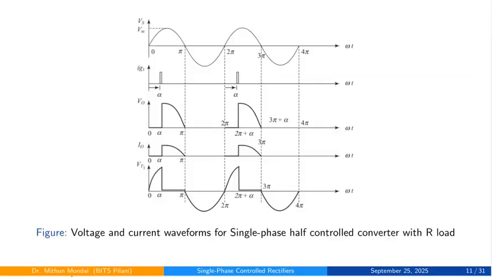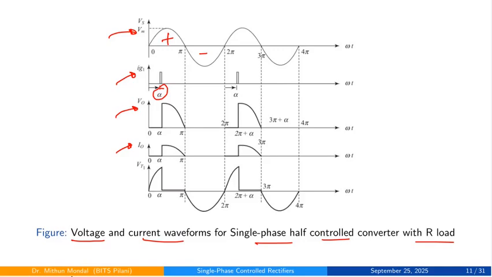These are the voltage and current waveforms for the single phase half controlled converter with resistive load. You can see the supply voltage is AC, with both positive and negative half cycles. We apply the gate pulse at a control angle alpha, which is the delay angle or firing angle, and we get V0 and I0, the DC voltage and current at the resistive load. The load is resistive in nature.